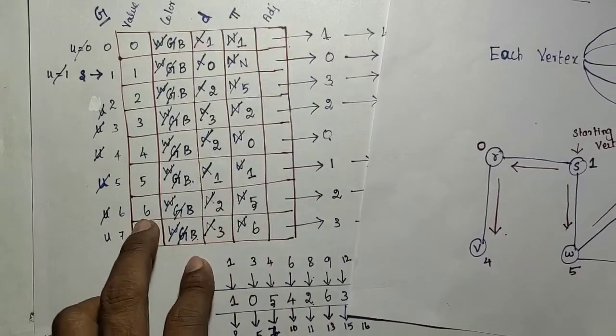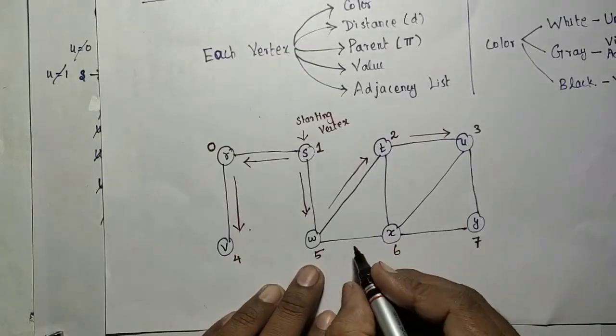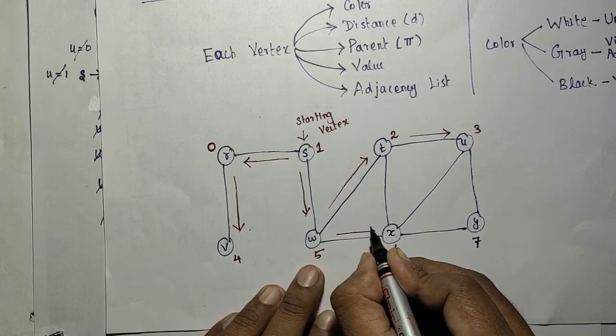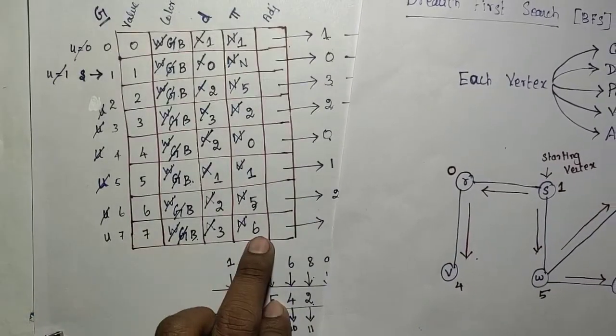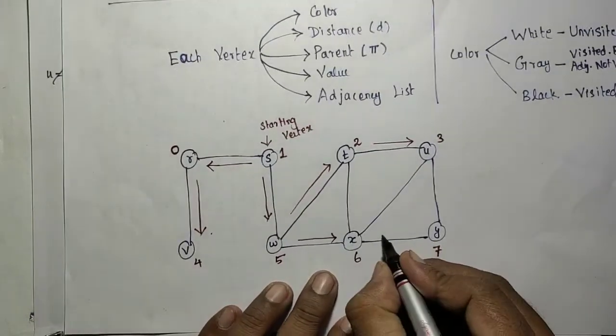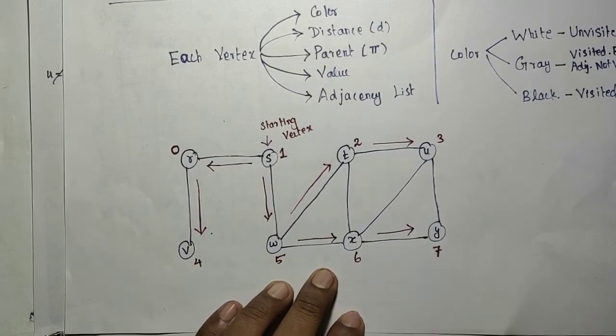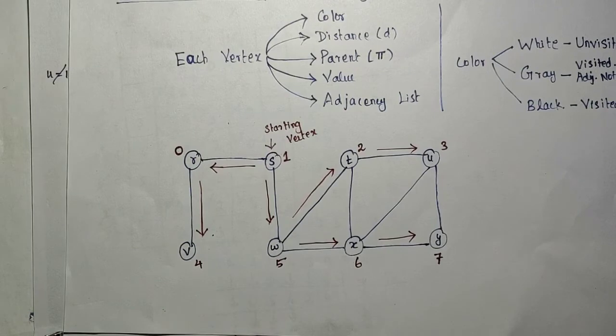And 6 is visited by 5. And then 7 is visited by 6. Okay, so this is the final.